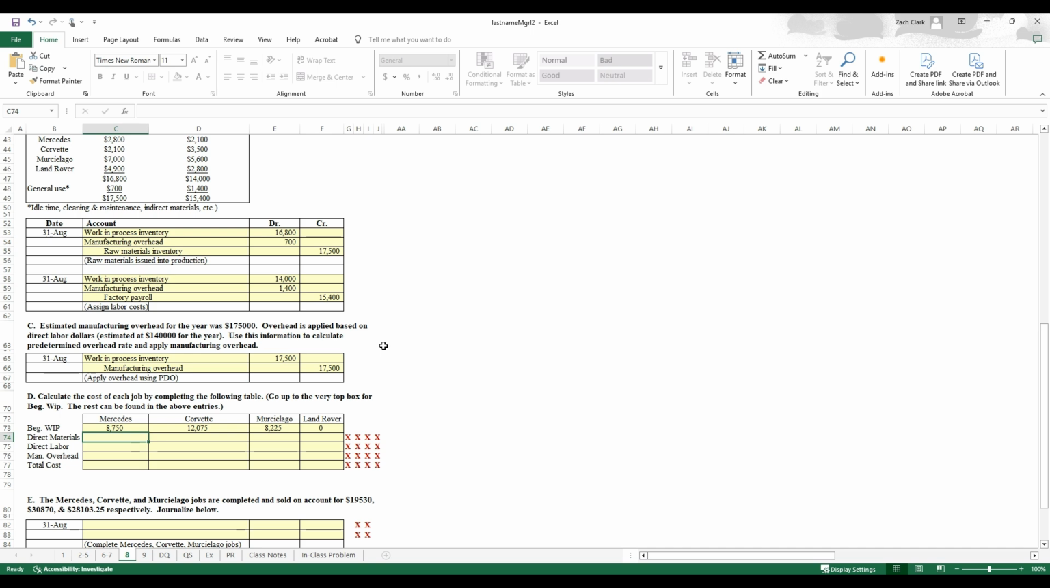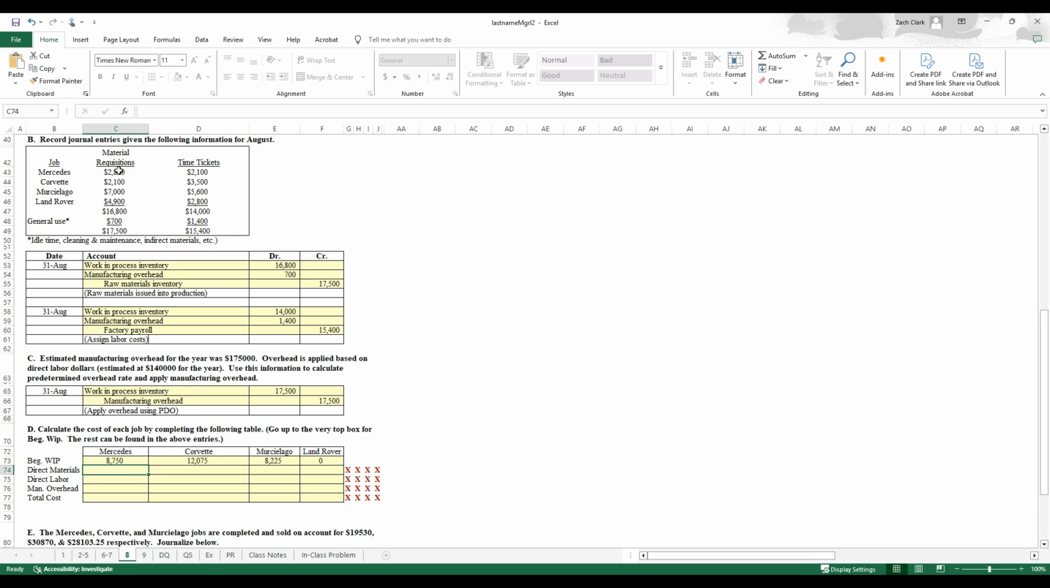Cool. Okay, and then I don't have to scroll as far. So here we can see our current month's requisition information and time data, etc. So our direct materials then, here, for Mercedes 2,800, Corvette 2,100, Murcielago was, and I'm getting that off our material requisition forms, 7,000, and Land Rover was 4,900.